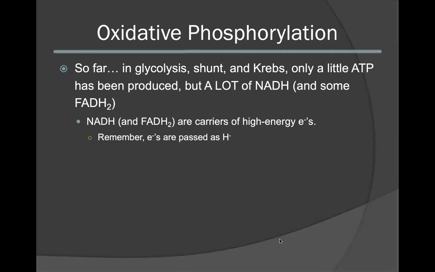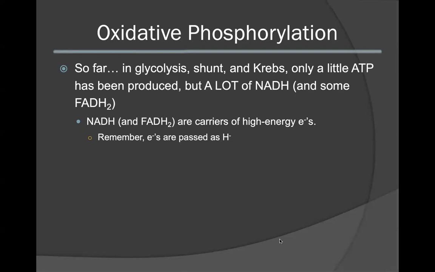Now we have our last step, which is oxidative phosphorylation. So keep in mind, through all of the steps we've seen so far, glycolysis, the shunt step, and the Krebs cycle, only a little bit of ATP has been produced. But through the Krebs cycle, we have generated a lot of electron carriers, NADH primarily. However, we've also generated FADH2, simply another electron carrier.